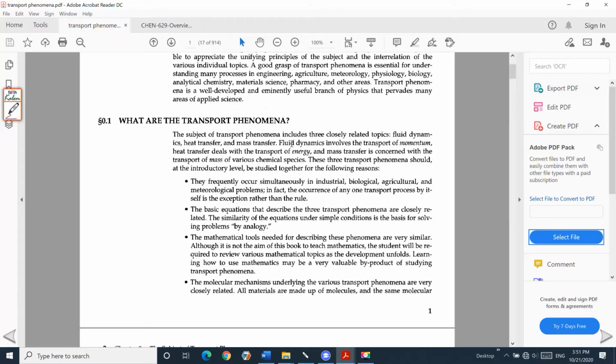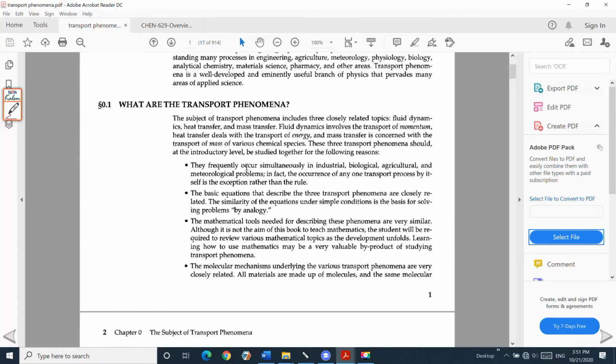So when we continue, in chapter 0, what are transfer phenomena? The subject of transfer phenomena studies three topics together simultaneously. The first one is fluid dynamics, which is related to momentum. The second one is heat transfer, and the third one is mass transfer. Basically, fluid dynamics involves the transport of momentum, heat transfer deals with the transport of energy, and mass transfer is concerned with the transport of mass of various chemical species.